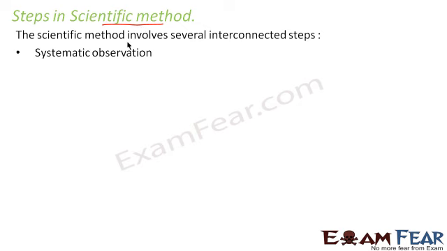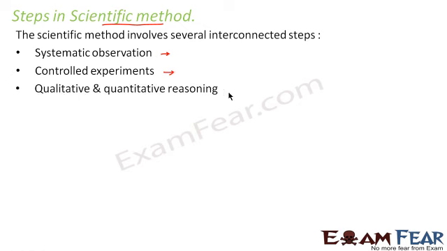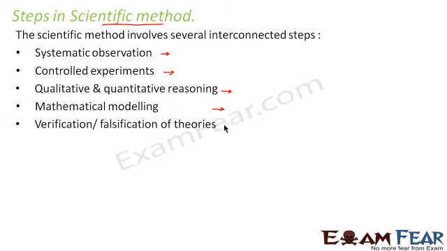The first step is systematic observation. The second one, controlled experiments. Third, qualitative and quantitative reasoning. Mathematical modeling. And finally, verification or falsification of theories. You must be finding the terms really difficult, but we'll discuss each of them in detail and simplify them. So the first starts with systematic observation.